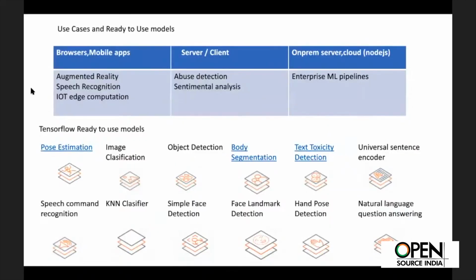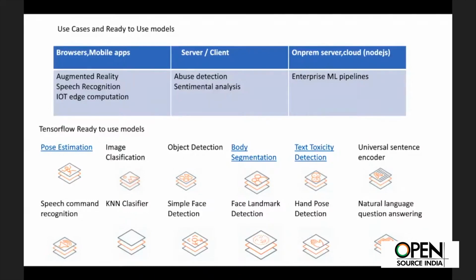Moving forward, what are the use cases which are available today where I can use these basic models? To the left of my screen, you can see applications which are built for mobile, or applications which can run in a browser. To my extreme right, I can see something which can run on the server. I can build augmented reality, I can build speech recognition, I can build IoT, I can build all of this. If you notice, all of these applications run on my browser, which means it can run on my browser and also my mobile app.